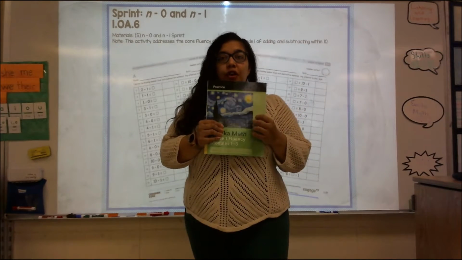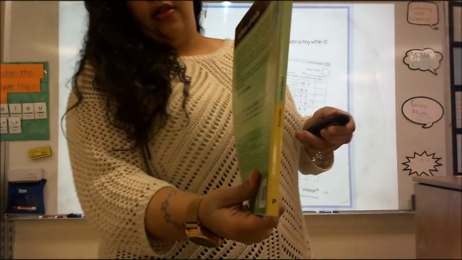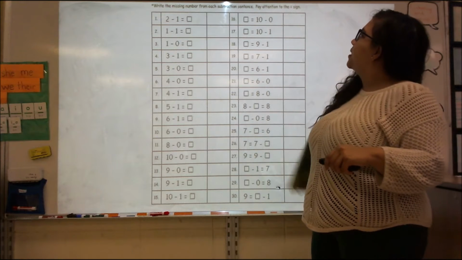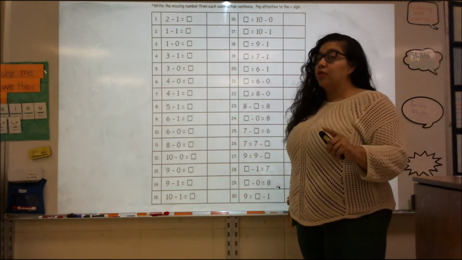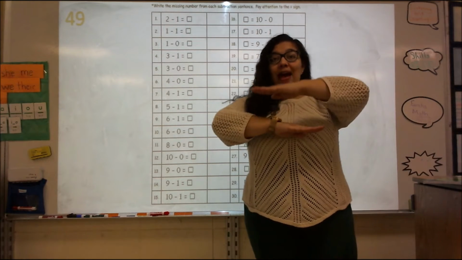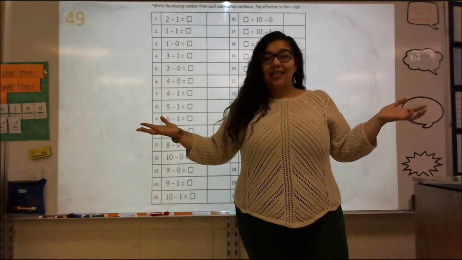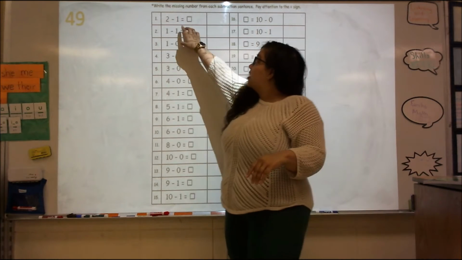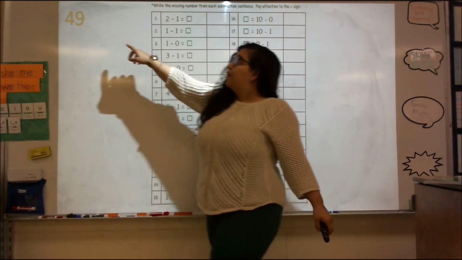That means you need your Starry Night fluency practice book with the yellow trim. It says write the missing number from each subtraction sentence. Pay attention to the equal sign. Remember, we talked about this before where the equal sign represents balance and symmetry, meaning that this side needs to match this side. So pay attention to your signs because the placement of it determines what kind of problem you're working on. And it is on page number 49.